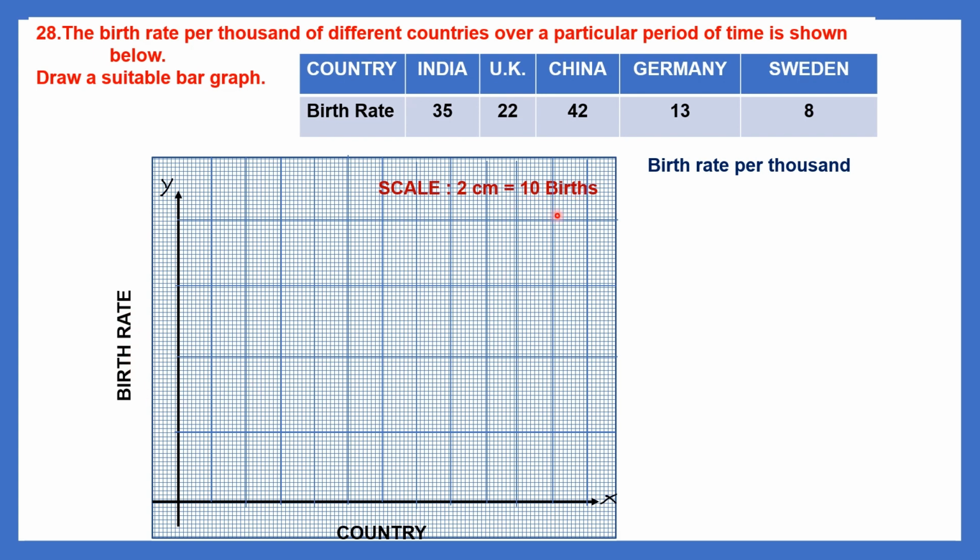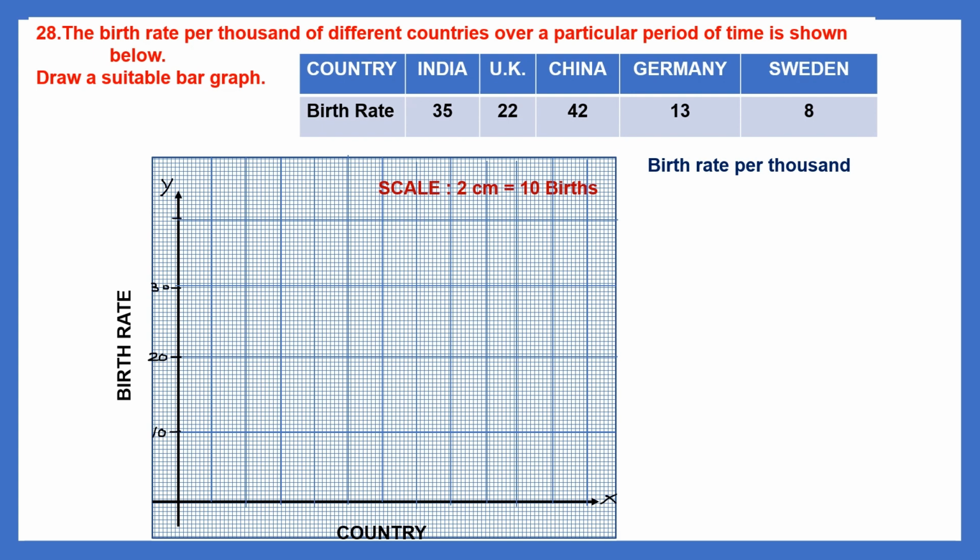That's why we have 10 birds per 1000. Remember that. So 2 centimeters means this. Okay, so we're going to start with this. So this is 10. So this will be 20. This will be 30. And this will be 40.